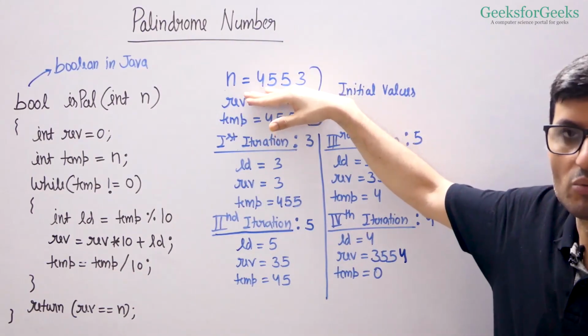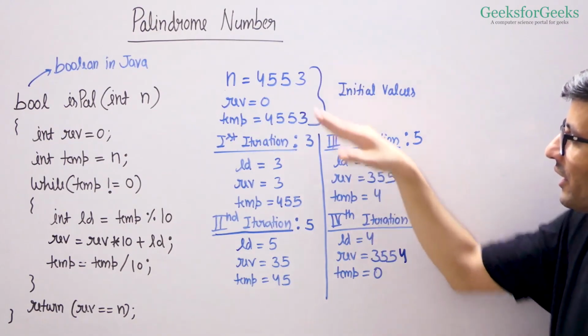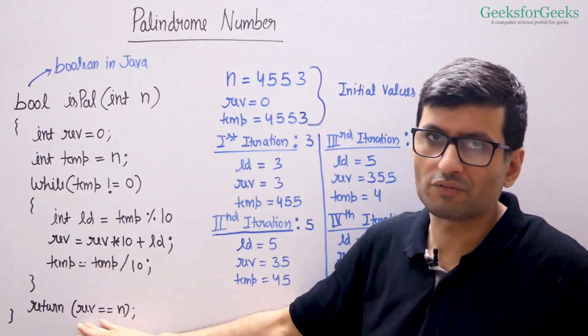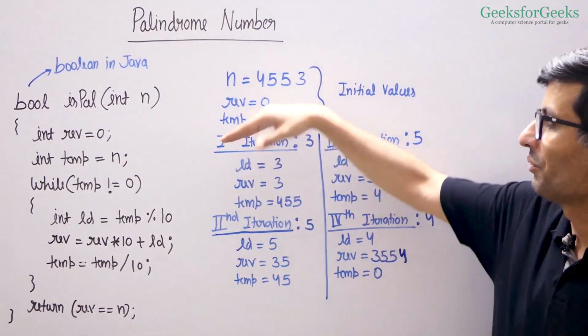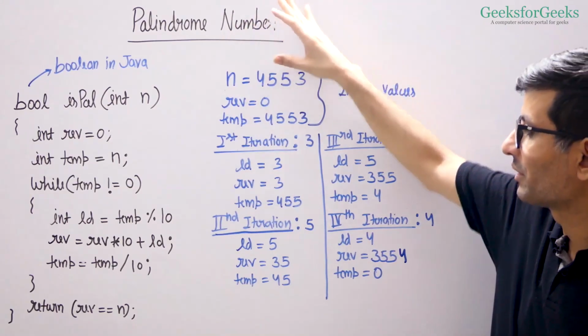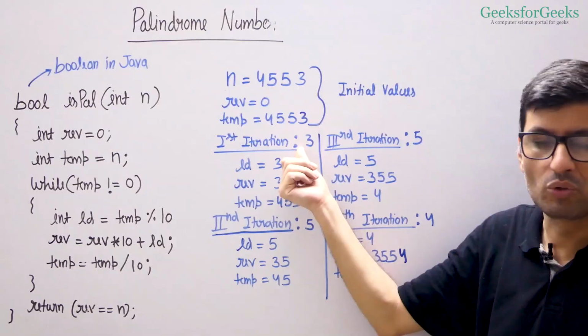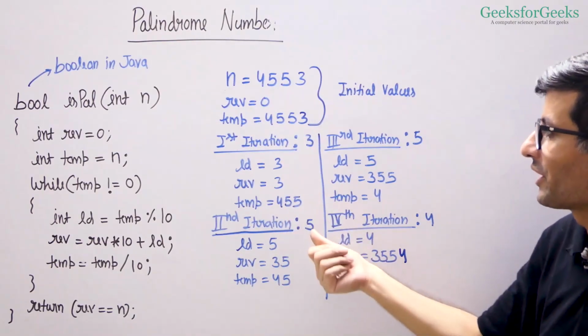This is not a palindrome number. At the end, you will get the reverse as 3554, and they are not same, so this expression will return false. Let's see how we are getting this reverse number. So we have initialized reverse as 0, and we have initialized temp as the same number. Now we are removing last digits one by one from the temp, and we are updating the temp, and we are also updating the reverse.